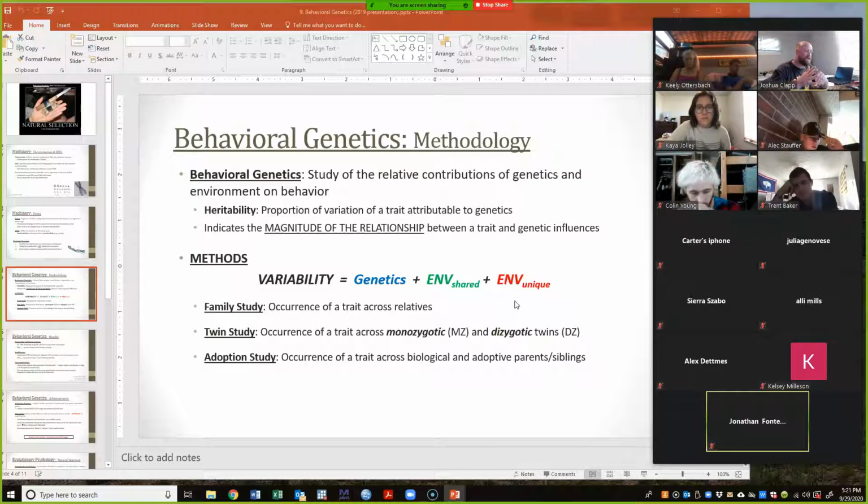And the assumption, the working model here, Jonathan, to transition into what you had asked about, is the idea that we've got genetics, shared environment, and unique environment. We add those things up, and that accounts for the variability that we see in some trait. But this is kind of an old school way of thinking about things.